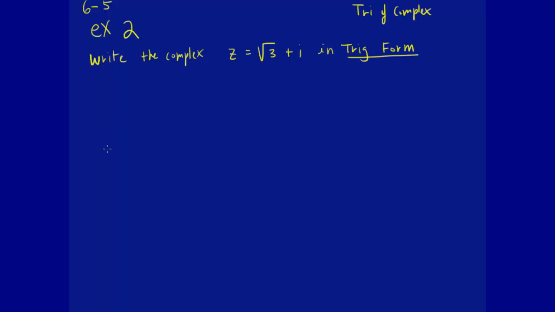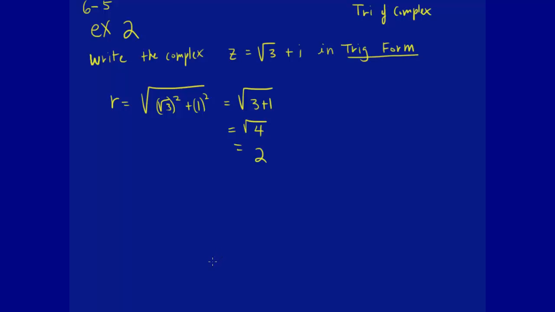Well, the formula tells us that r is equal to the radical of 3 squared plus 1 squared, which is going to be radical 3 times radical 3 is itself, plus 1 is radical 4, which is 2. Okay, so we're good right there.